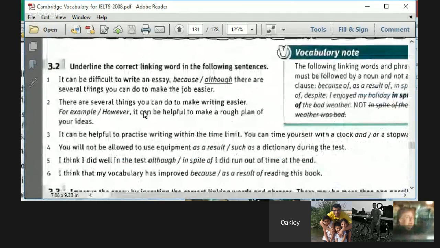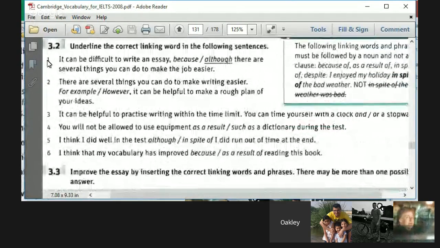Underline the correct linking word in the following sentences. Let's see if we can do this in the next few minutes. Where you have an alternative, one or the other. Michael, number 1. Oh, it's already done: although is underlined. Okay, number 2. There are several things you can do to make writing easier. For example, it can be helpful to make a rough plan of your ideas. Okay, that's an example. Great.